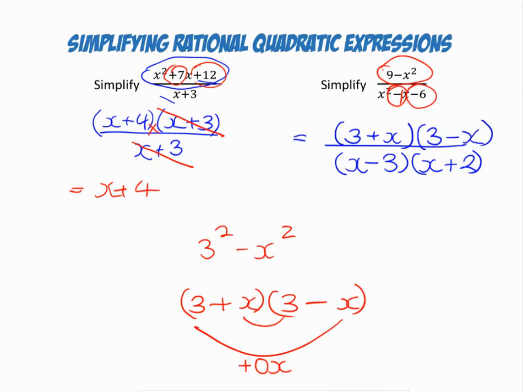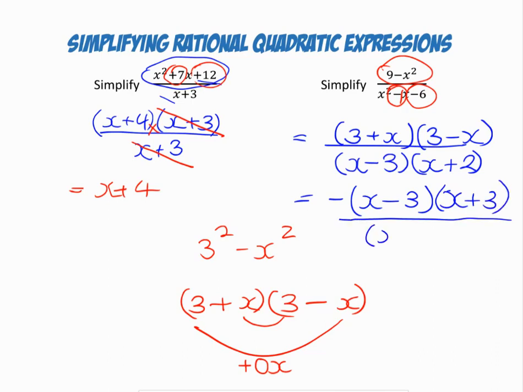Okay, so we could think about pulling a minus out the front if you like. So we're going to think of that as minus x minus 3. And then it looks the same as what we've got on the bottom.